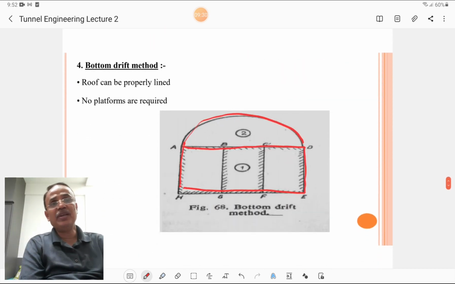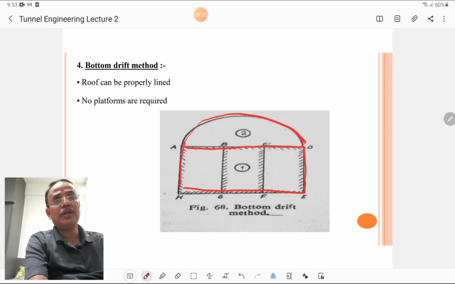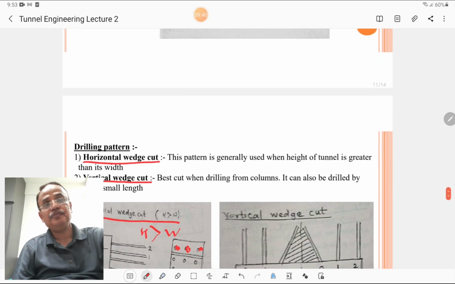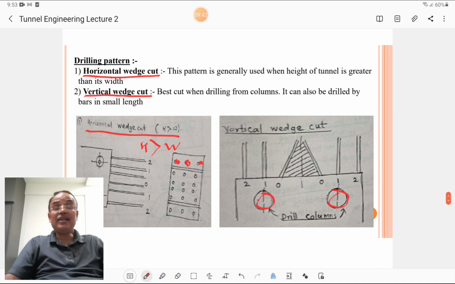Then the bottom drift method. The roof can be properly lined in this bottom drift method, and no platforms are required because the bottom drilling is already done first. Then various drilling patterns are used for tunneling operation in hard rock.